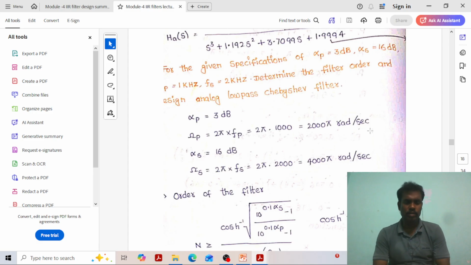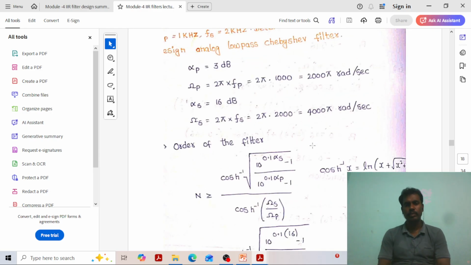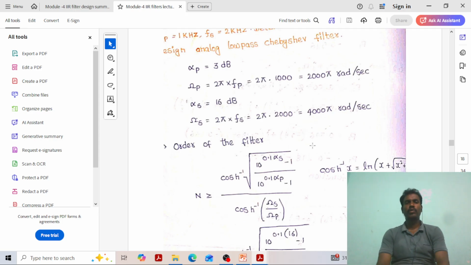So directly they mention analog filter we want to design. Analog filter means we want to calculate only H of S, not H of Z. So just let's shortlist the given specification. Alpha p is equal to 3 dB, alpha s is equal to 16 dB, directly they give. But omega p has not been mentioned. What is the omega p for our problem? They have given 1 kilohertz.